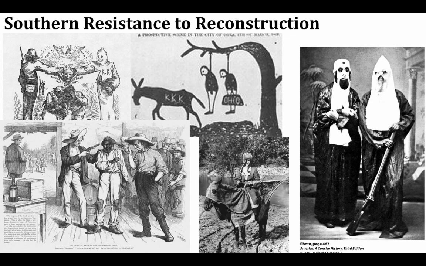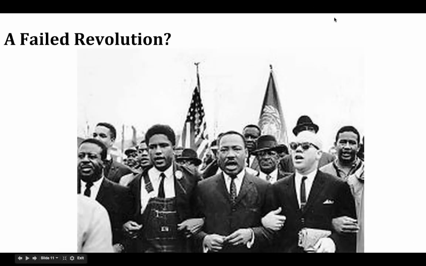There was an attempt to bring equality to African Americans, and for a short period of time, for about a decade or so, that was the case. African Americans could vote. African Americans were in office. African Americans had equal protection under the law, but that went away. Obviously, the Redeemers were able to suppress all of those things.